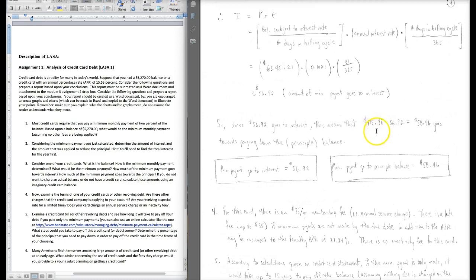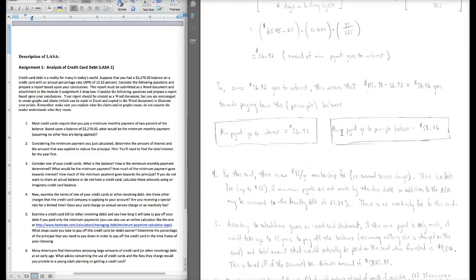And so this means out of the $115.38, $56.92 of it goes towards interest. So that means when we do the subtraction, $58.46 goes to the principal. Okay. Now, other information.